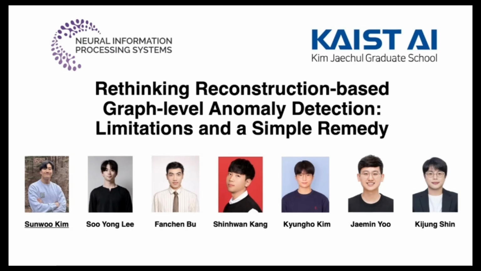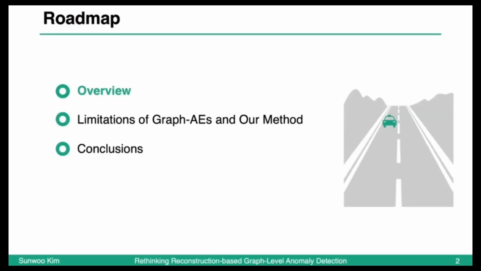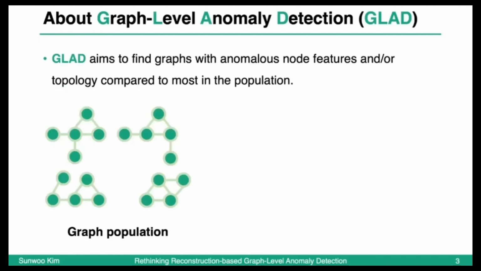Today, I'd like to introduce our research on graph-level anomaly detection. Let me first give an overview of our research. Graph-level anomaly detection, in short GLAD, aims to find graphs with anomalous node features and topology, compared to the most in the population. Consider the shown graph population.